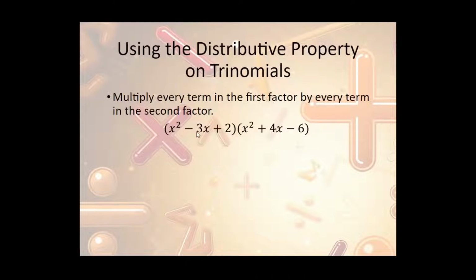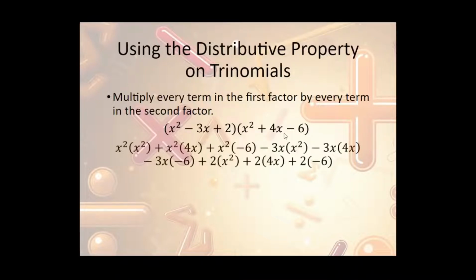Then we do it for the second term. Negative 3x times x squared. Negative 3x times 4x. Negative 3x times negative 6. And then we do it with the 2. 2 times x squared. 2 times 4x. 2 times negative 6. And this looks like a lot of stuff, but once we combine like terms, it shouldn't be so bad.